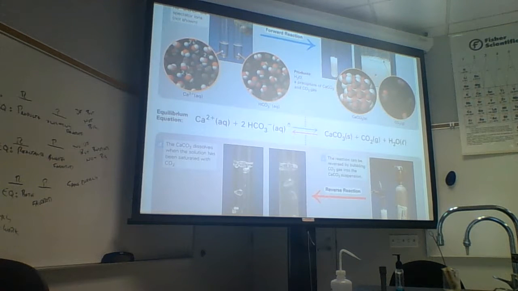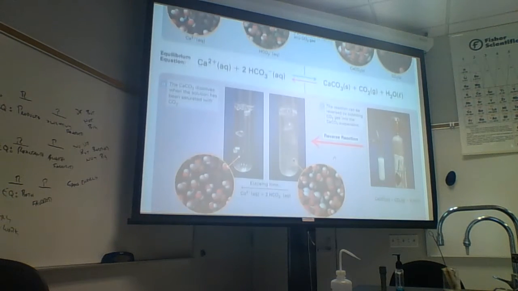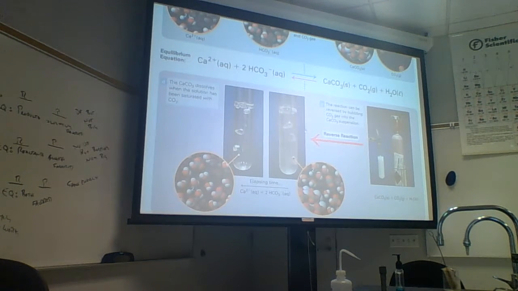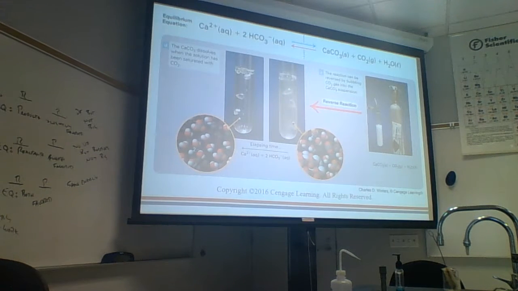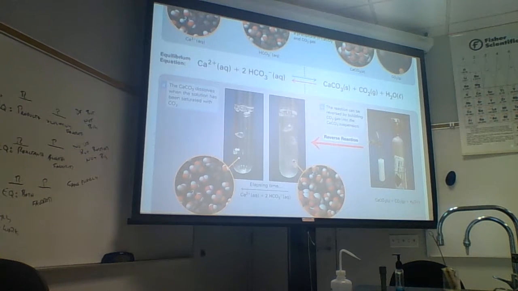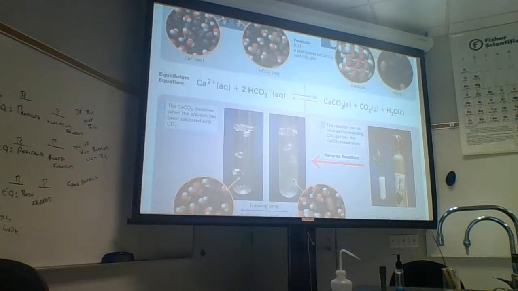If we look at the reverse reaction, it is carbon dioxide and calcium carbonate. So let's see what's happening here. Calcium carbonate dissolves when the solution has been saturated with carbon dioxide. So the reaction can be reversed by bubbling CO2 into the calcium carbonate. And so they're bubbling CO2 here, which is going to dissolve the calcium carbonate. So the forward and reverse reaction can happen.